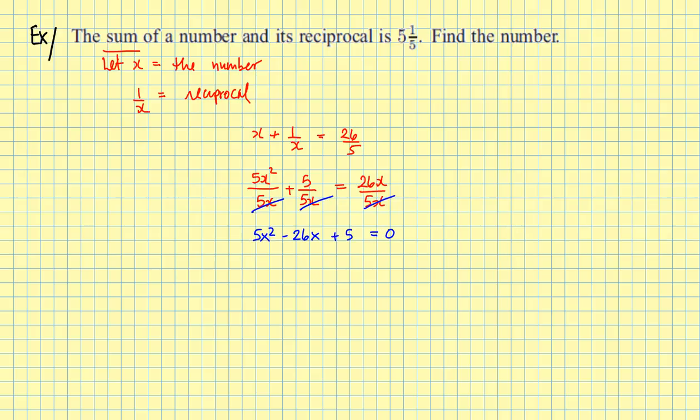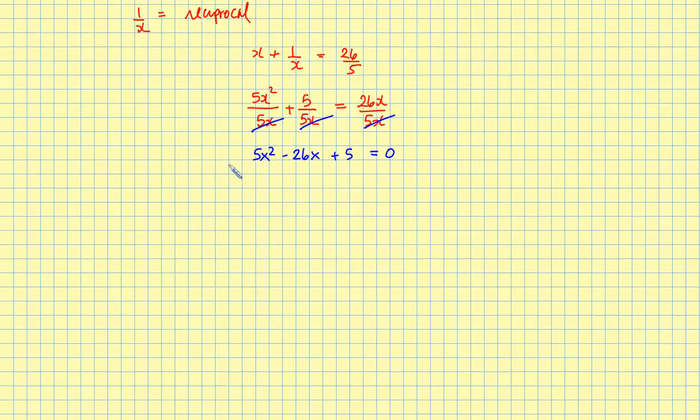Now, I'm going to choose to do splitting the middle term here. It might work. So I'm going to see what two numbers multiplied together, a times c, is going to equal 25, but the sum of those two numbers, the b term, has to equal negative 26. I think the numbers are going to be negative 25 and negative 1. So I can start writing out 5x squared minus 25x minus 1x, or just minus x, and then plus 5 is equal to 0.